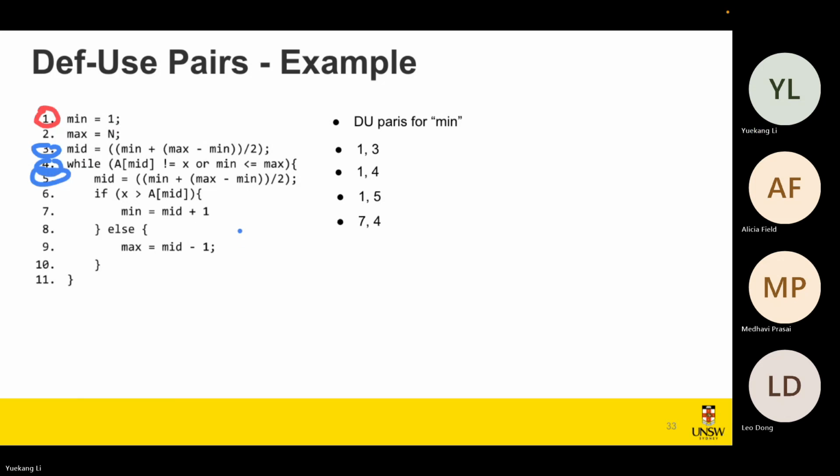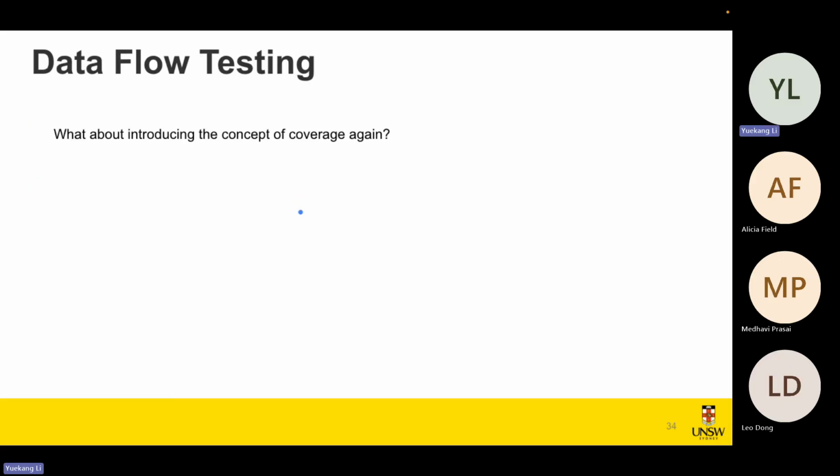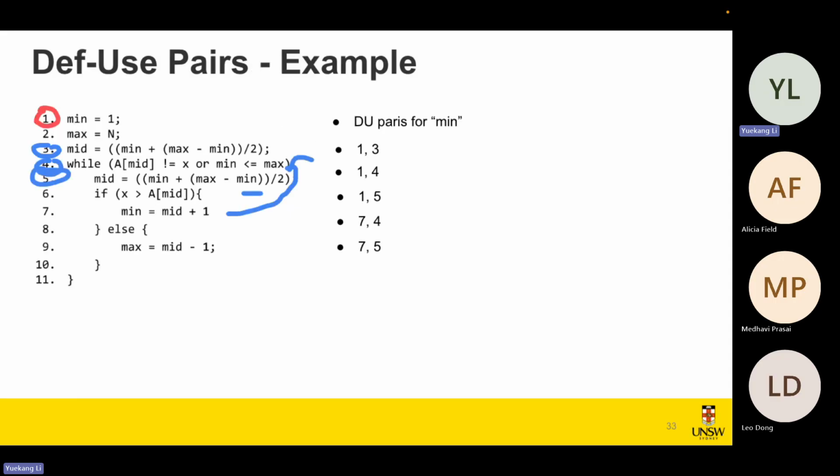Yes. So what about 7 to 4? Because there's a loop. 7 to 4. Yes. 7 to 5, right? Similarly, we also have 7 to 5. And that's all for the def-use pairs for min. And you can use some other values to practice with this example here.